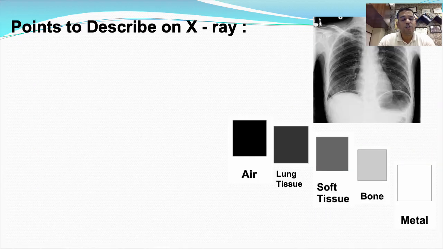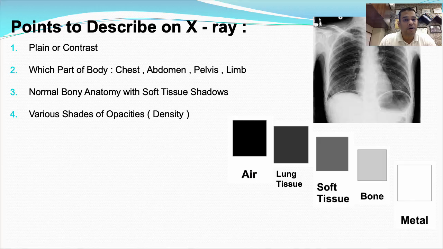Now coming to one important point when you describe an X-ray, try to understand, this is the most important slide for understanding the X-rays, how an X-ray is read. So the points to be described on an X-ray are important. One is the plane or the contrast.